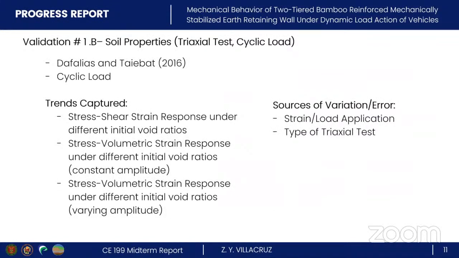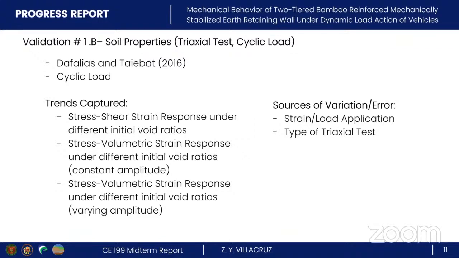Part 2 of the soil validation includes testing the hysteretic behavior of the soil. From all my testing, I was able to capture different trends from different test cases, which are the stress shear strain response, stress volumetric strain response under constant amplitude, and the stress volumetric strain response under varying amplitudes. Trends were captured by varying the initial void ratios of the samples, a method also used by Dafalias and Taiebat.